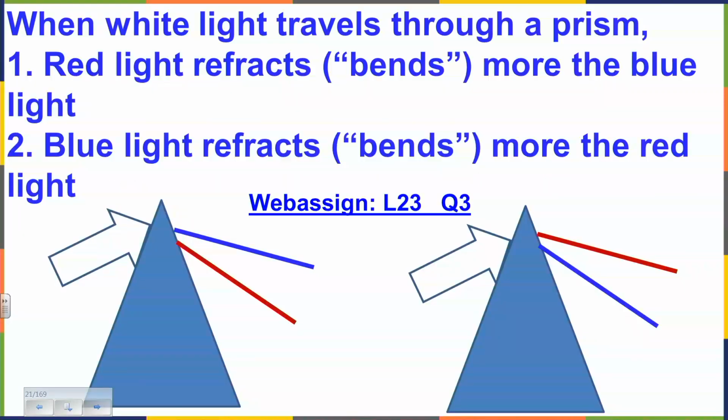There was one more phenomenon which Newton had a hard time to explain, the dispersion. So I'm asking this question for you because I need a couple of minutes to prepare this experiment.